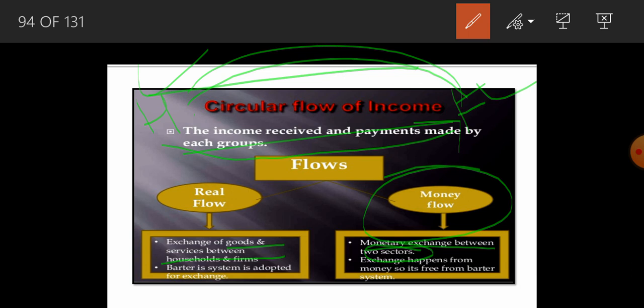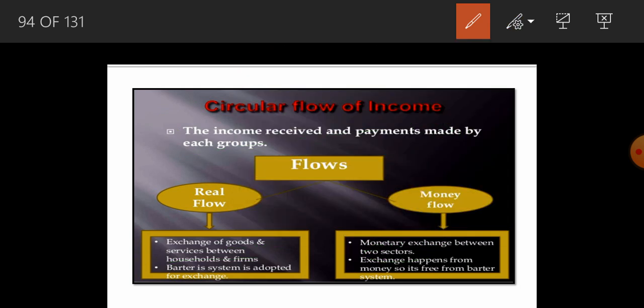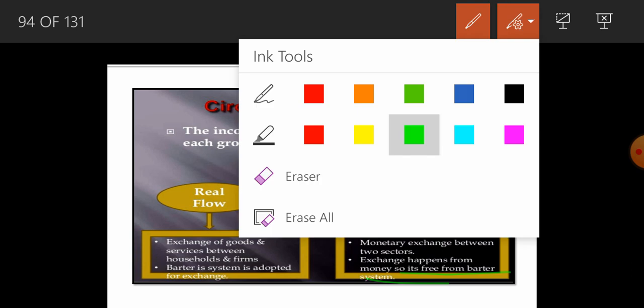So the exchange happens through money, so it's free from the barter system. There's no involvement of the barter system, because now exchange takes place through money, not just goods to goods, right? Okay, so I hope till here it's clear to you.